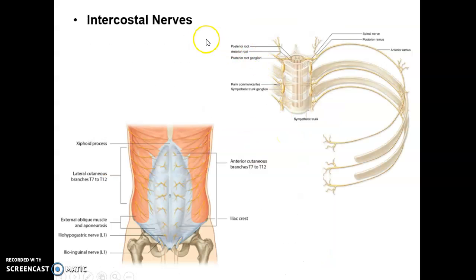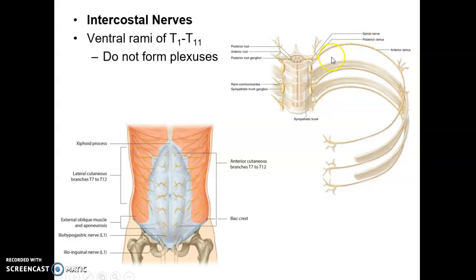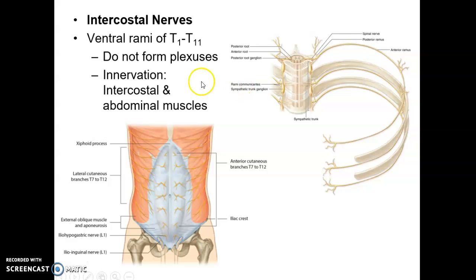Okay, intercostal nerves. These are nerves that are going between the ribs, hence the name intercostal nerves, formed by the ventral rami of T1 through T11, those spinal nerves. They do not form plexuses. Notice it's kind of just a solitary nerve going out between the ribs. Innervation: the intercostal and abdominal muscles. So remember the intercostals for breathing and the abdominal muscles in the abdominal area. Flexing the vertebral column, lateral bending, compression of the visceral organs.